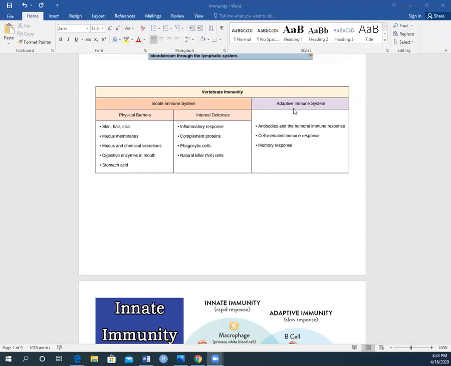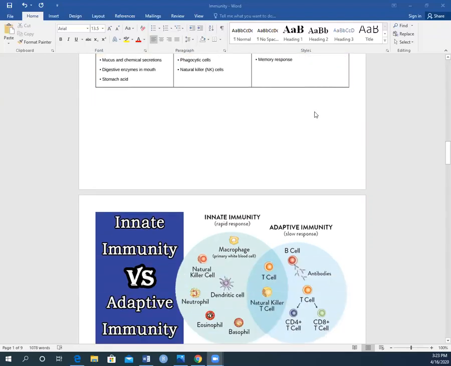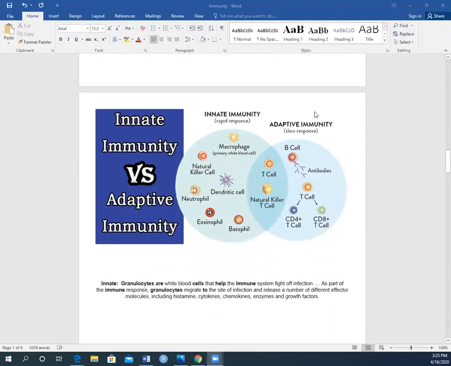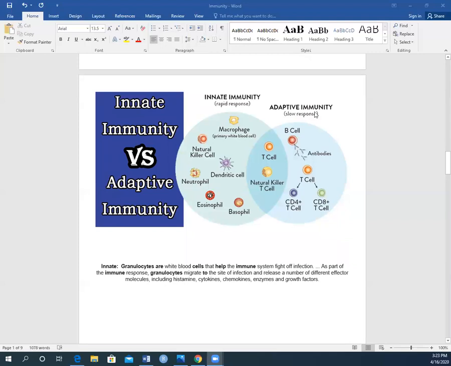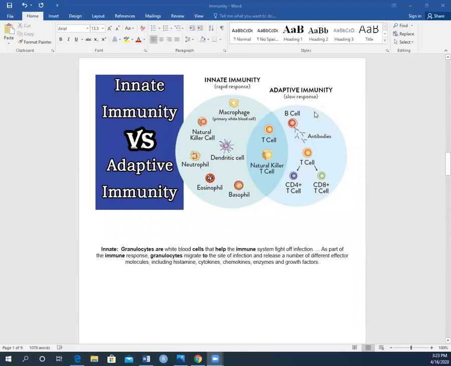Adaptive is also called acquired. So in the innate, you have your physical barriers and your internal defenses. And then your adaptive is going to involve your T cells and B cells. And this is just another illustration showing the same exact thing. Sometimes people learn best by seeing different illustrations.